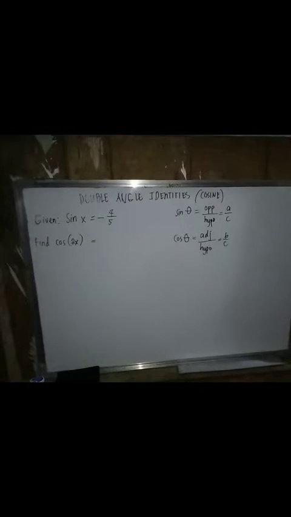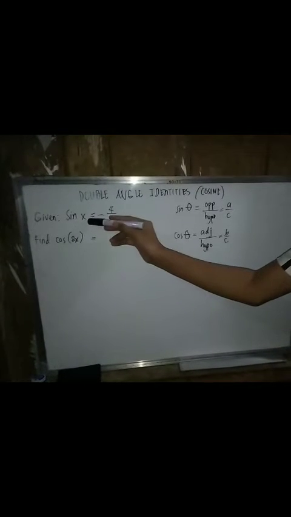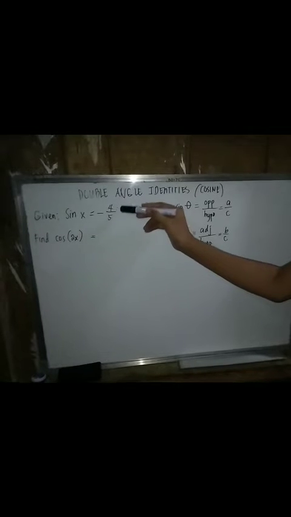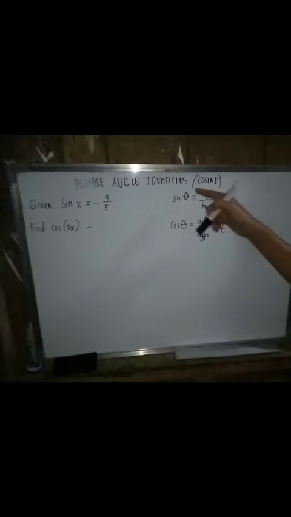And in this video, we will talk about double angle identities using cosine. We have our given: sine x is equal to negative 4 over 5. We will find cos 2x. The formula using the double angle identities for cosine is this one.